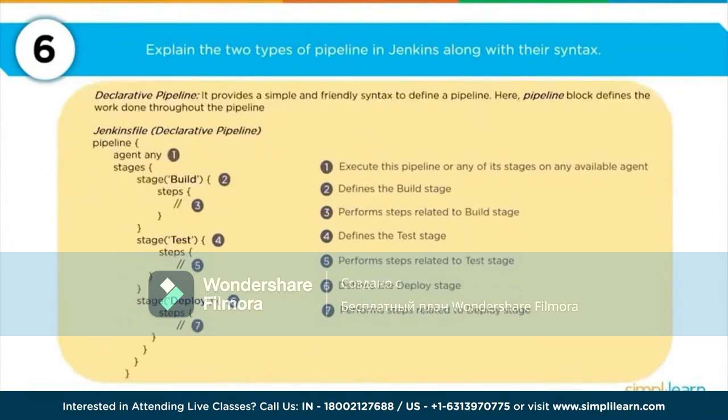The second type of Jenkins pipeline is a declarative pipeline. A declarative pipeline provides a simple and friendly syntax to define what the pipeline should look like. At this point, you can use an example to break out how blocks are used to define the work completed in a declarative pipeline.